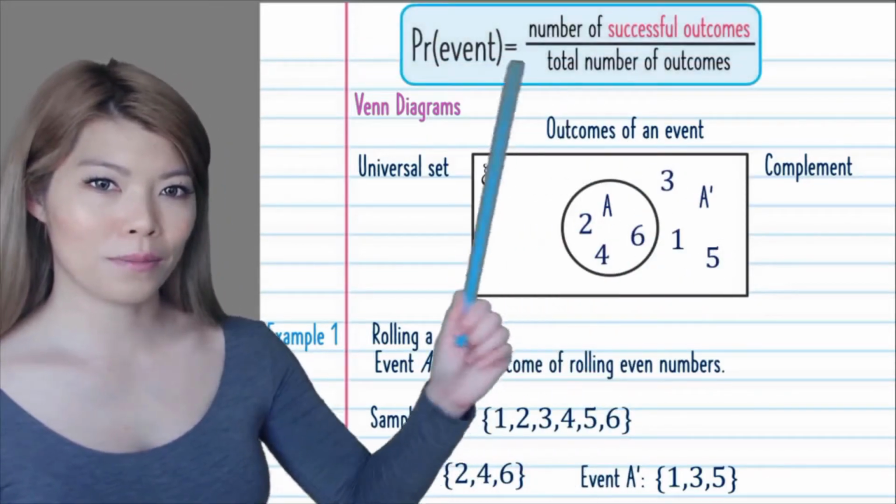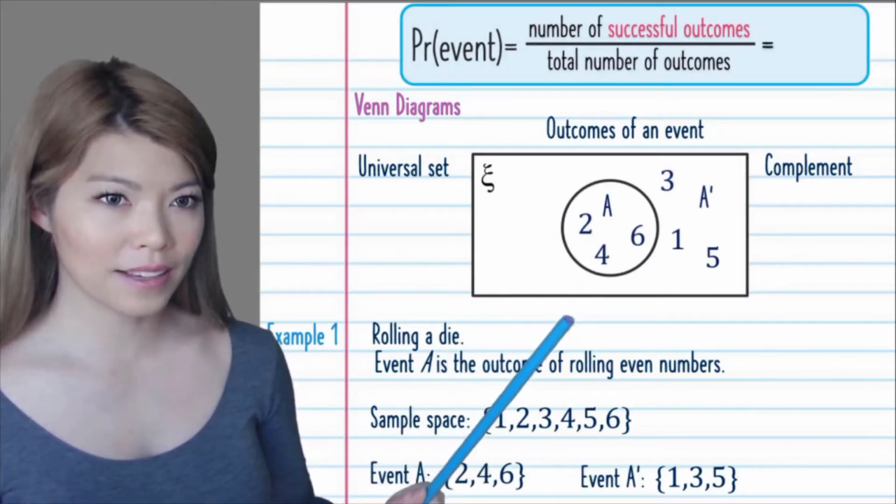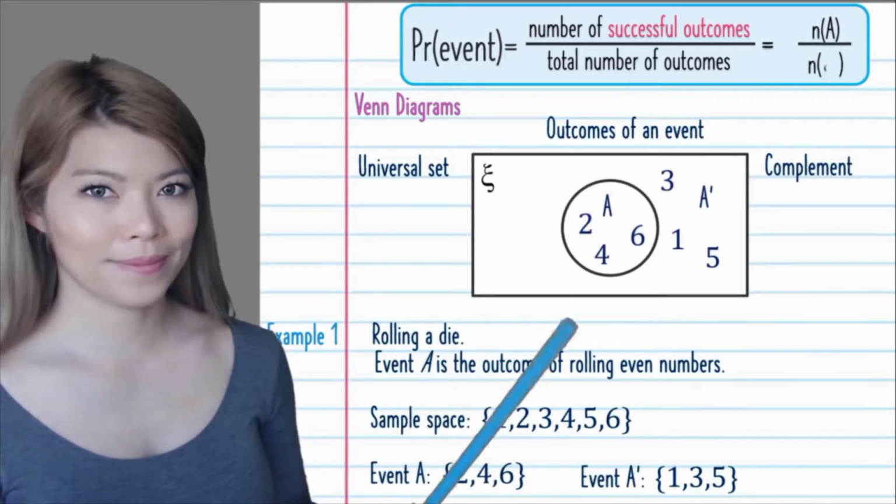Recall this formula from last time. The number of successful outcomes we can represent as n of A, and the total number of outcomes we can now represent as n of xi.